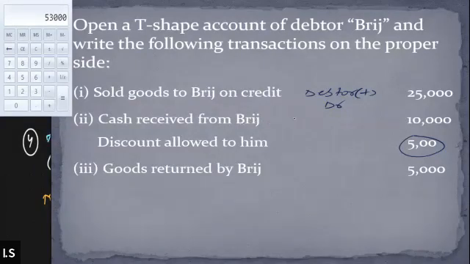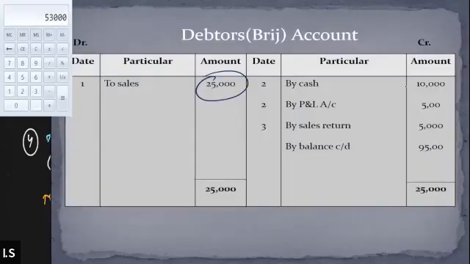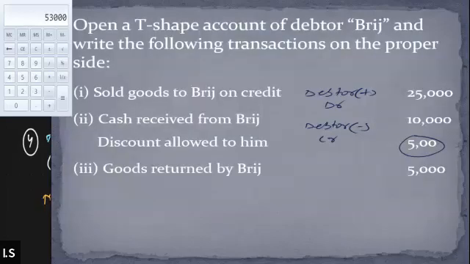Then cash received from Bridge. When Bridge pays cash against the goods, this is going to reduce the amount of overall debtor, right? Our debtor will reduce by 10,000, so we need to credit this. Why is debtor reducing? Because Bridge is paying the amount against the goods purchased. So we will record this on the credit side, 10,000 by cash. Got it? So next is, sorry, this one is third, and this is fourth.